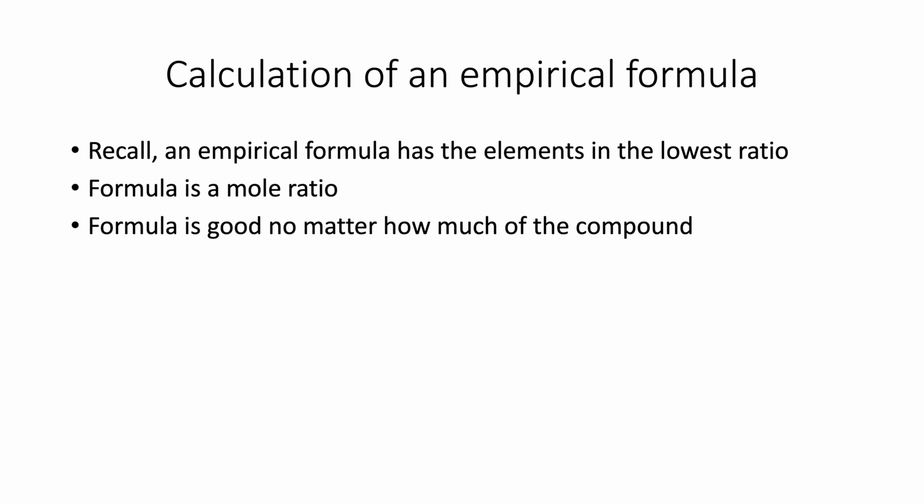And again, experiment 5 in the lab is going to go over this as well. You would actually do this in the lab. So remember, an empirical formula has all of the elements in the lowest whole number ratio. It has to be a whole number ratio because formulas have to be whole numbers. There's no such thing as a fractional amount because the formula is good for one molecule. So the formula number is a mole ratio, and the formula is good no matter how much of the compound you have.